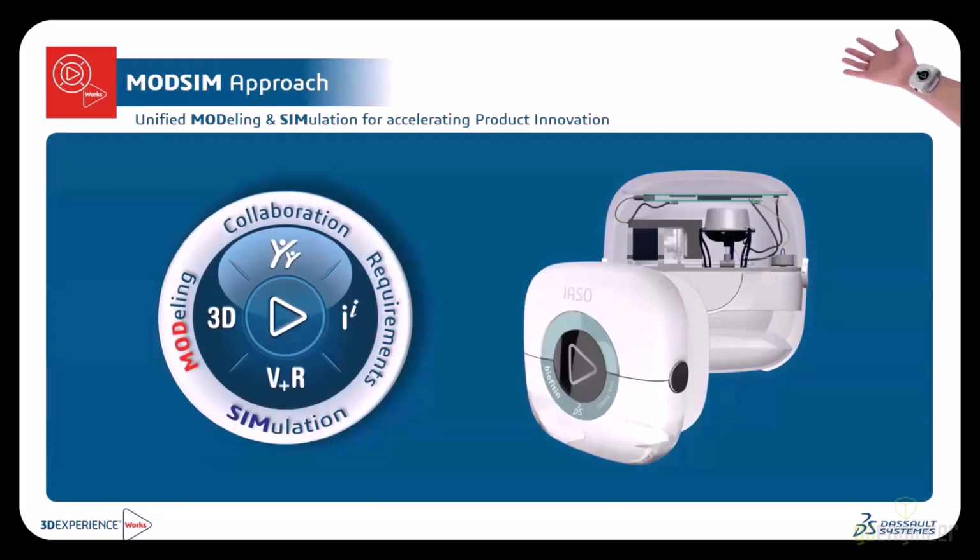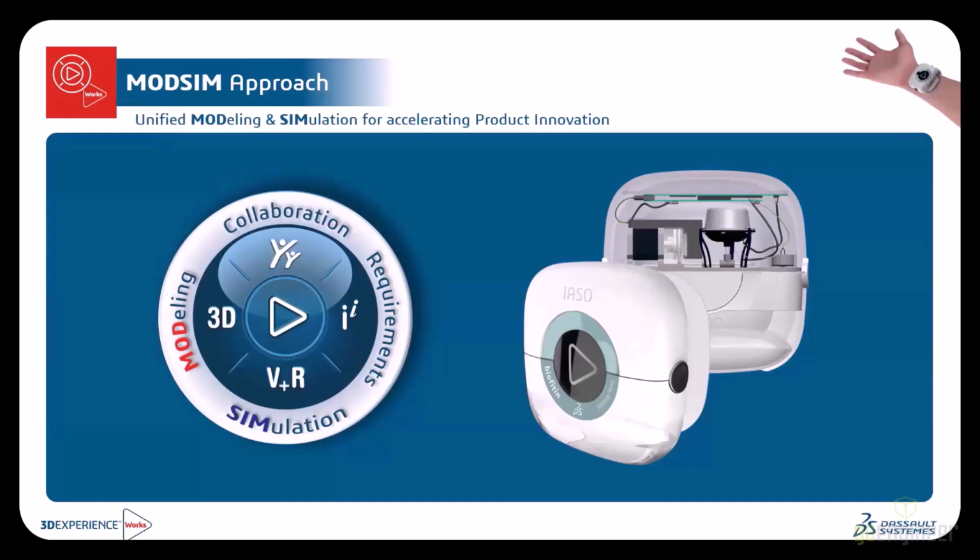Okay, let's spend a few minutes talking about what exactly we mean by unified modeling and simulation, or what we call MODSIM. Essentially, the idea here is to bring together all the aspects of product development within an integrated environment. This MODSIM approach entails seamless traceability and interoperability between the requirements, collaboration, design, and simulation without any loss of data or any import and export of various file formats, as is the case today when you're using siloed processes or disconnected point solutions.